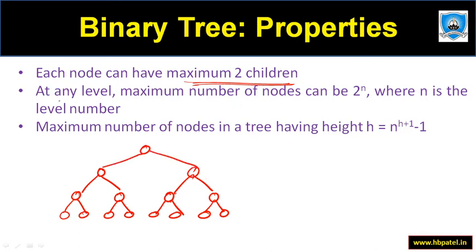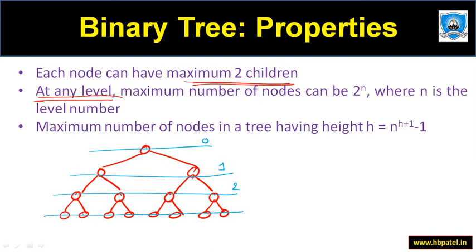Now, the number of nodes at any level. So let's see what a level is. We have discussed in our previous video what a level is. So you can consider this as level 0. This one is level 1. This one is level 2. This one is level 3. So these are all the levels.